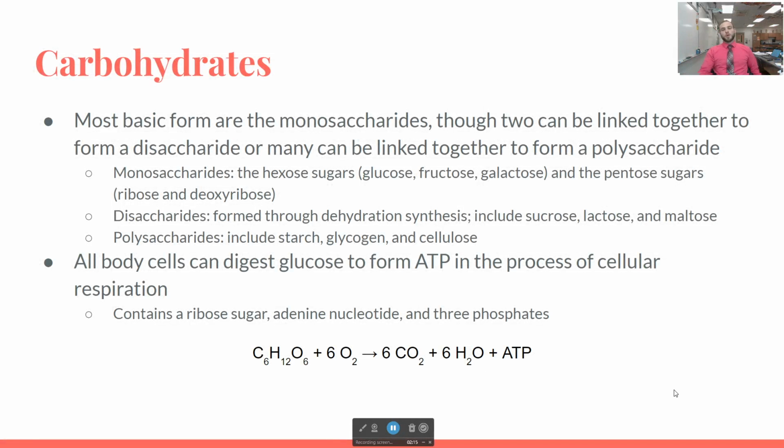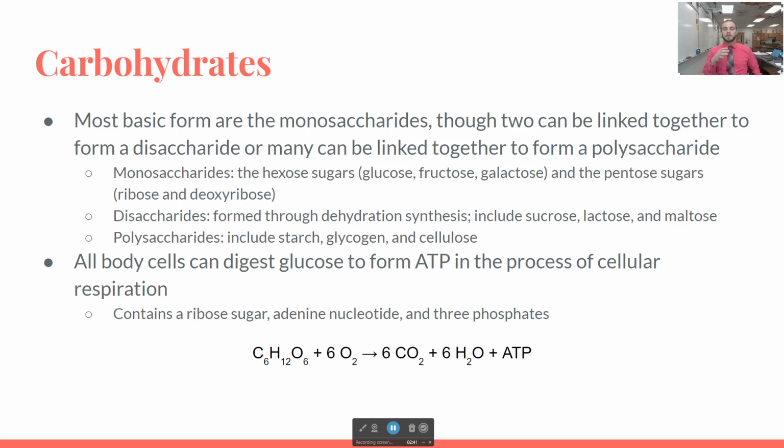So carbohydrates, one of the 4 macromolecules. The most basic form of a carbohydrate is a monosaccharide. You can put 2 monosaccharides together to get a disaccharide, or you can put as many monosaccharides together as you want to form a polysaccharide. So your monosaccharides are going to be the hexose sugars, which are glucose, fructose, and galactose, as well as the pentose sugars, ribose and deoxyribose.